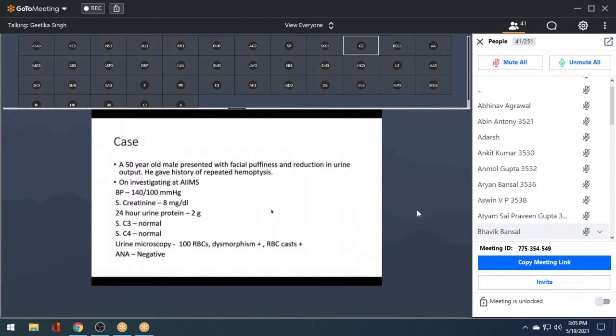Exactly. So I think you've gotten it. There are only two differentials. If I read that history, I will think of only two things, and you have mentioned them both. Okay. So this is the classic appearance of a pulmonary renal syndrome. Lung is involved, kidney is involved, based on this clinical history.